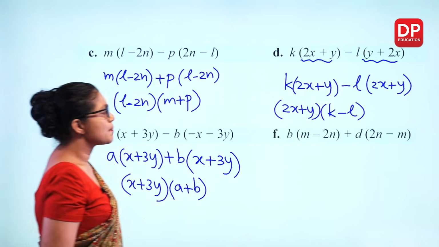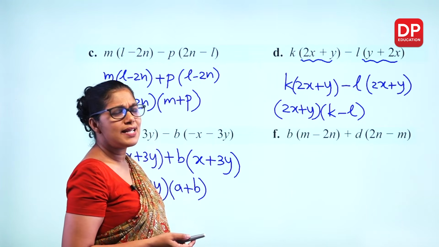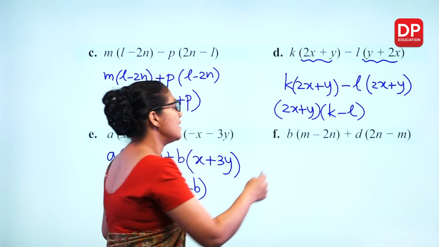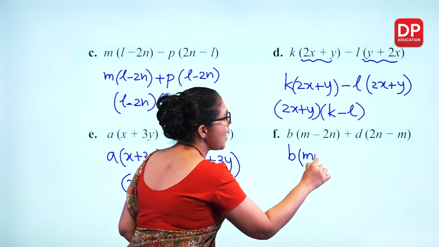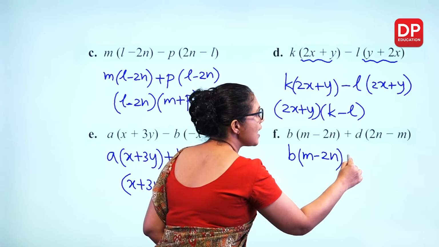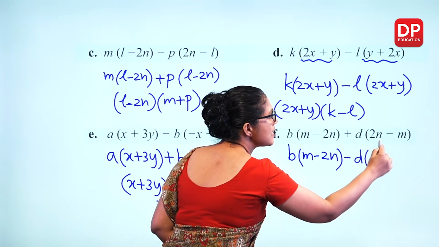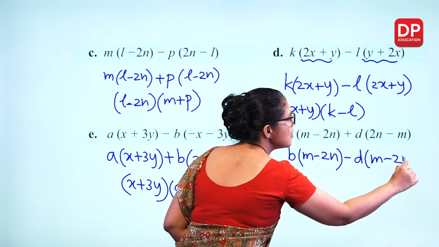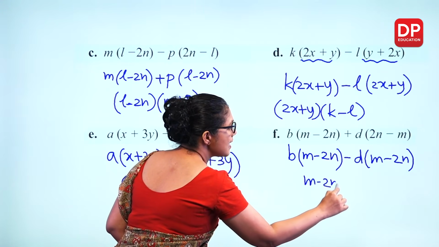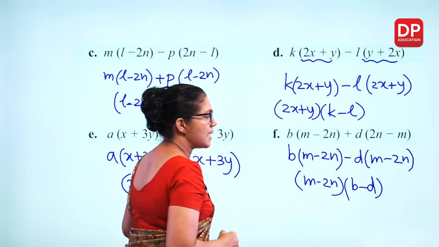Now take the last part, m minus 2n and 2n minus m. Here we can see we need to change the sign. So what we have to do, you write the first term as it is, but the second term we change the sign. So this becomes minus d and switch the terms, m minus 2n. So m minus 2n is common, take it out and b minus d is remaining.